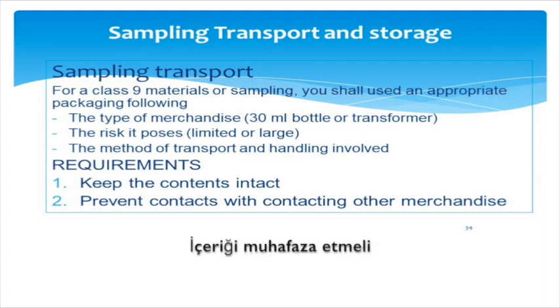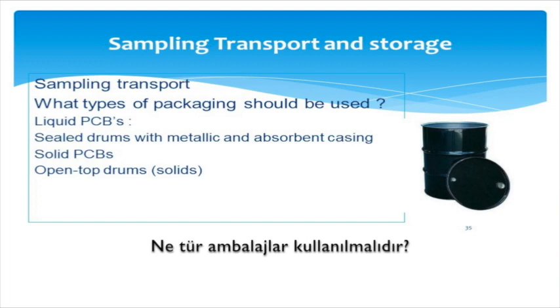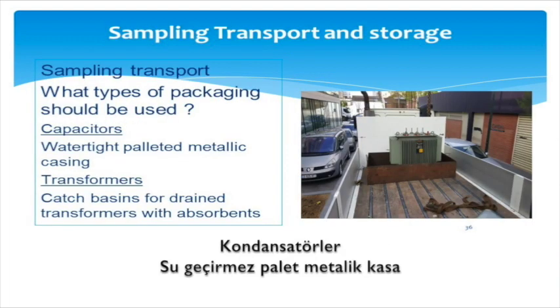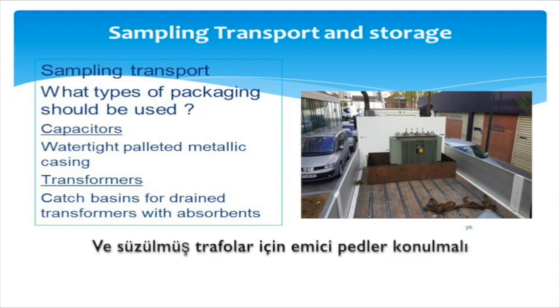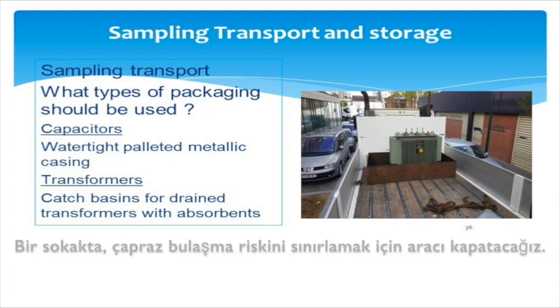What are the requirements? We must keep the content intact. We must prevent contact with other goods. What type of packaging should be used? For liquid, we use a sealed drum. For solid, an open-top drum. For large capacity, a water tank, pallet, or metallic casing, and a catch basin for draining the transformer, with absorber.